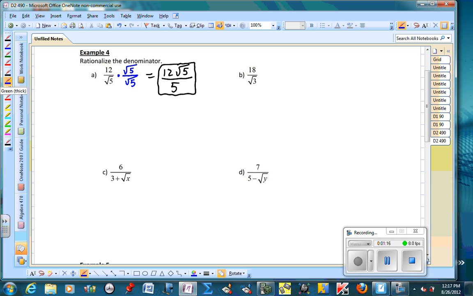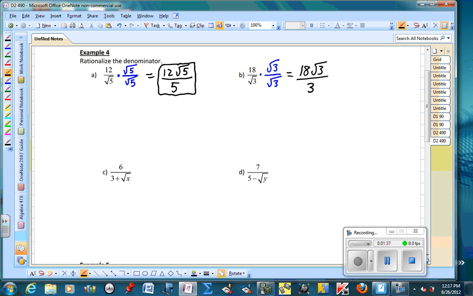Now let's take a look at part B. We want to rationalize the denominator in 18 over root 3. So we're going to multiply by this fraction, root 3 over root 3. See, we're multiplying by 1. Now this is going to equal 18 times root 3 over 3.